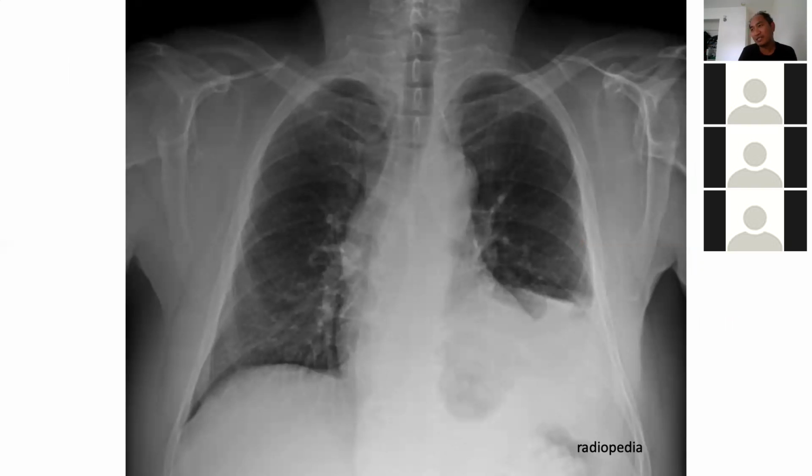Okay, so look at the picture. This is the chest X-ray. Yeah, this is the right lung, and this is the left lung. So normally, this is the dome of the diaphragm here. This is the dome of the diaphragm here. So normally, which side of the diaphragm is higher?